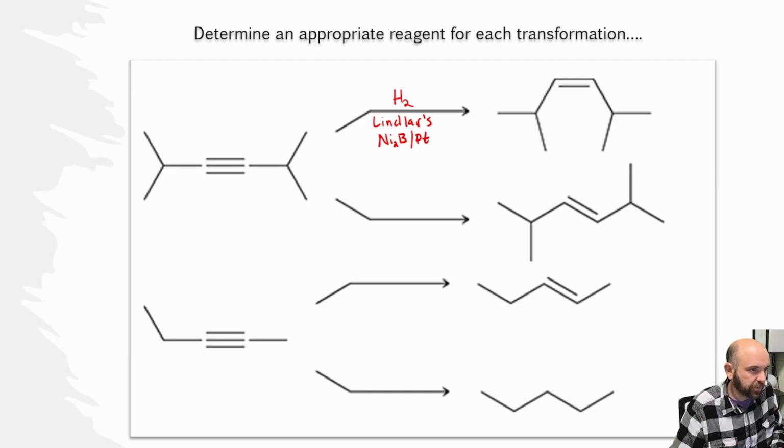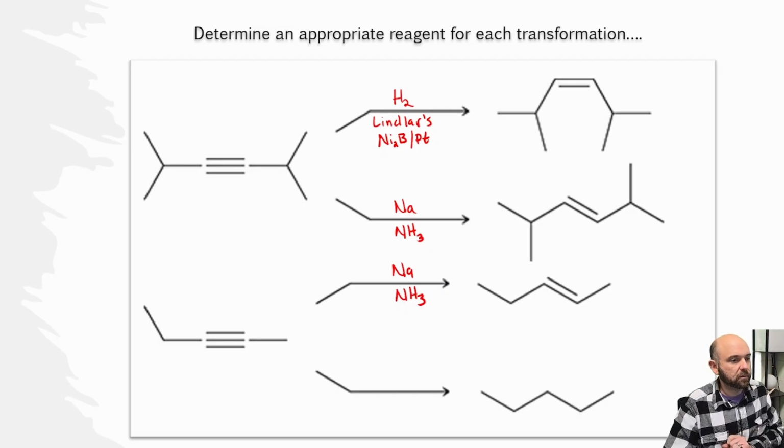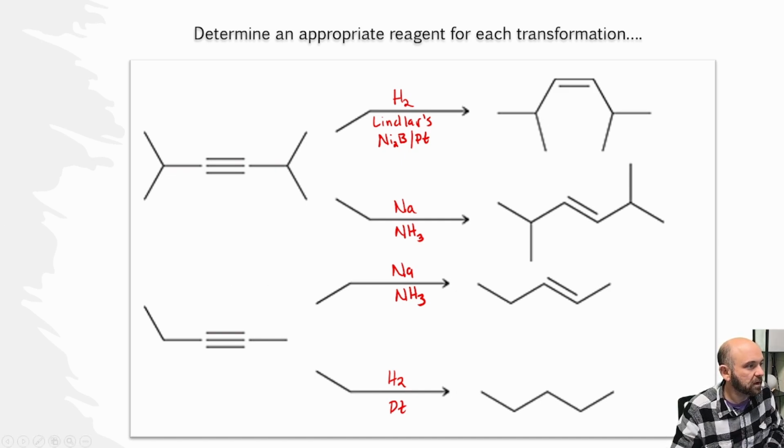The next two examples are giving us trans alkenes, so both of those would want to be done using a dissolving metal reduction, and we might show something like sodium being dissolved in NH3. Lithium might work as well, but it's easier to do with sodium. So sodium's our usual culprit for both of those transformations. And then the final example, we go from the alkyne all the way down to the alkane. So that is done with hydrogen over a platinum catalyst. And that is how we predict the hydrogenation products.